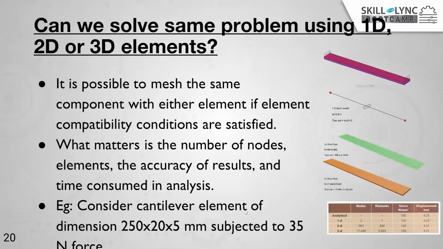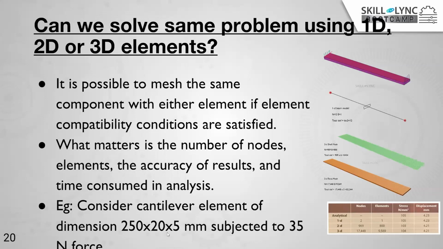Now, I told you about 1D, 2D, 3D elements. But can we solve the same problem using 1D, 2D, or 3D elements? Yes, we can solve. We can use 3D in all the cases, but the reverse is not possible. But if we can solve all the analyses using 3D elements, why are we using 1D or 2D? This is an example which will show you why. Just take an example of a cantilever beam of this dimension, subjected to a load at the end, and fixed at the other end.